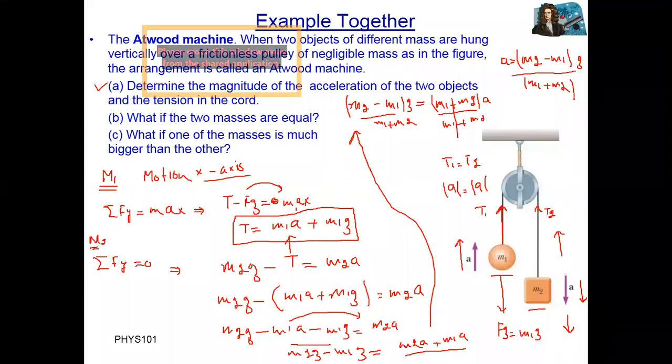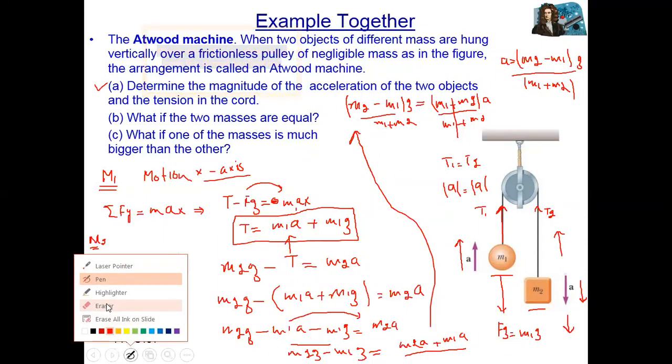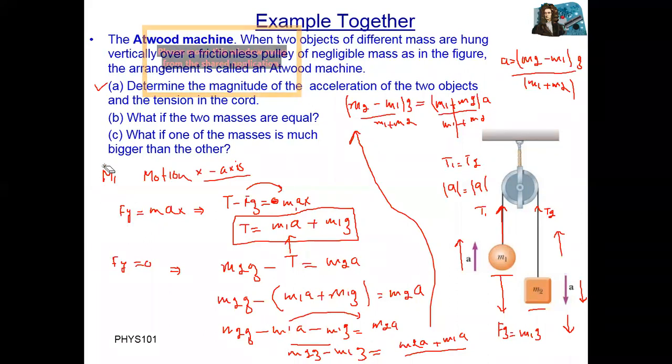So this is the equation of acceleration between these two bodies. If you know mass number one, mass number two and g, then you can find the acceleration of body number one and of mass number two. This equation is for acceleration. Now, how can we find the equation for tension? Who will tell me how to find the equation for tension? Okay, I will solve this one. Don't worry, I will erase this.